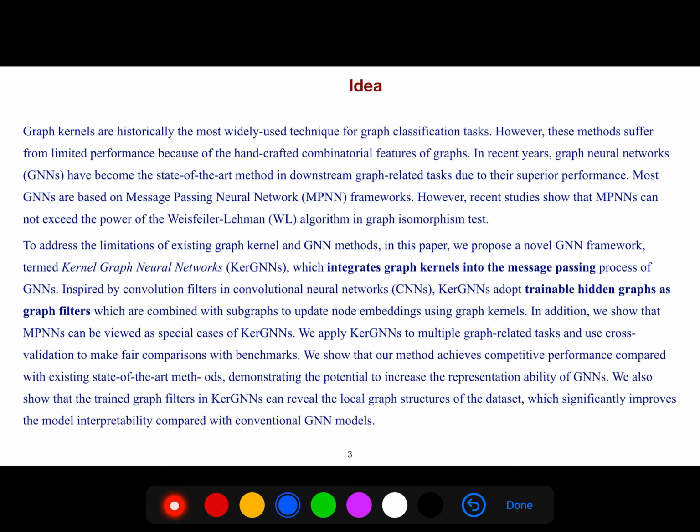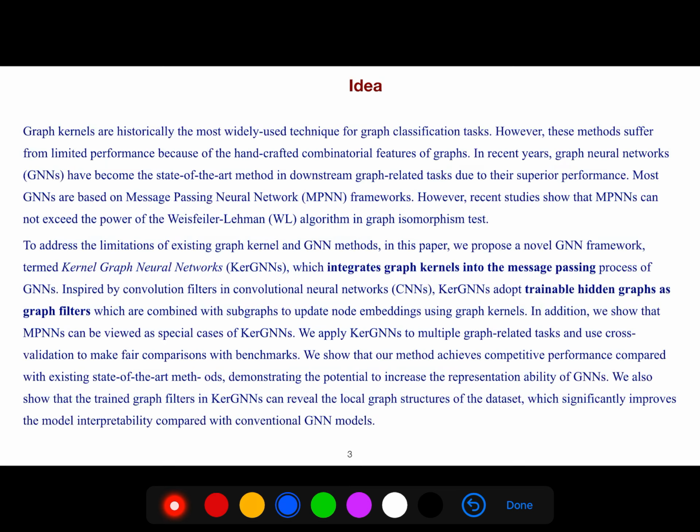Graph kernels are historically the most widely used technique for graph classification tasks. However, these methods suffer from limited performance because of the handcrafted combinatorial features of graphs. So, graph neural networks have become the state-of-the-art method in downstream graph-related tasks due to their superior performance.